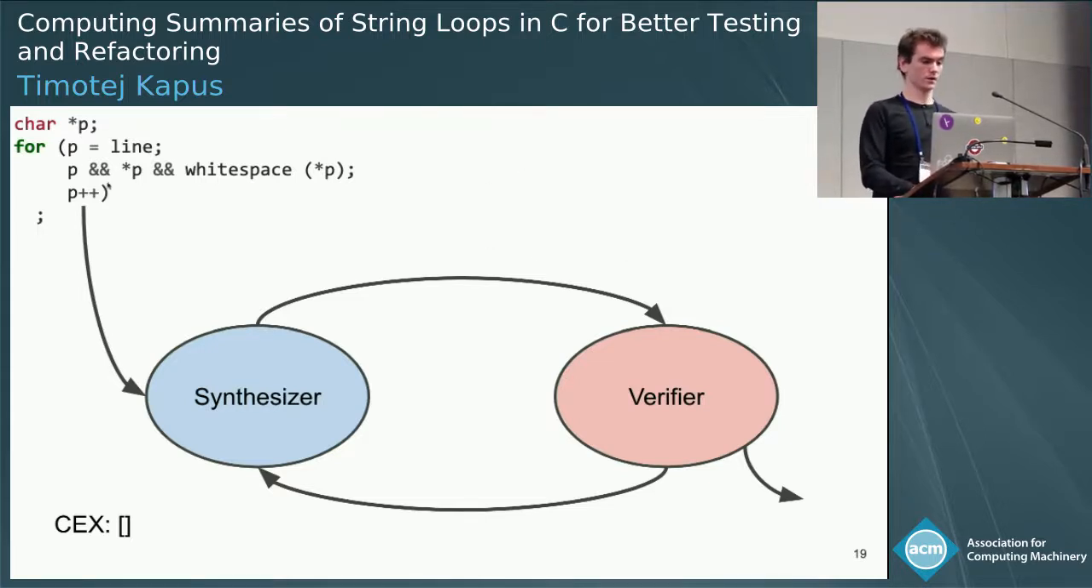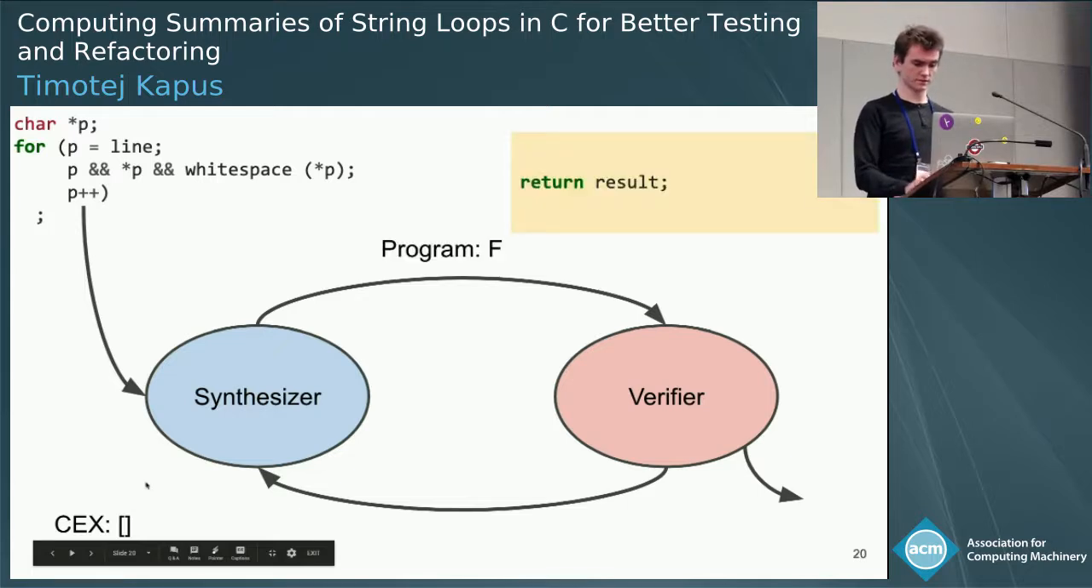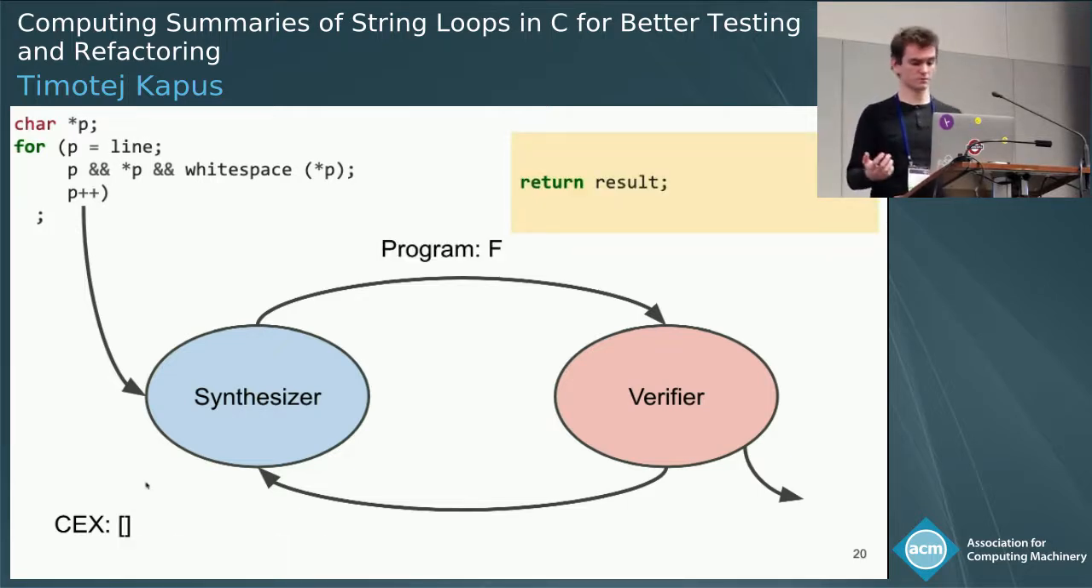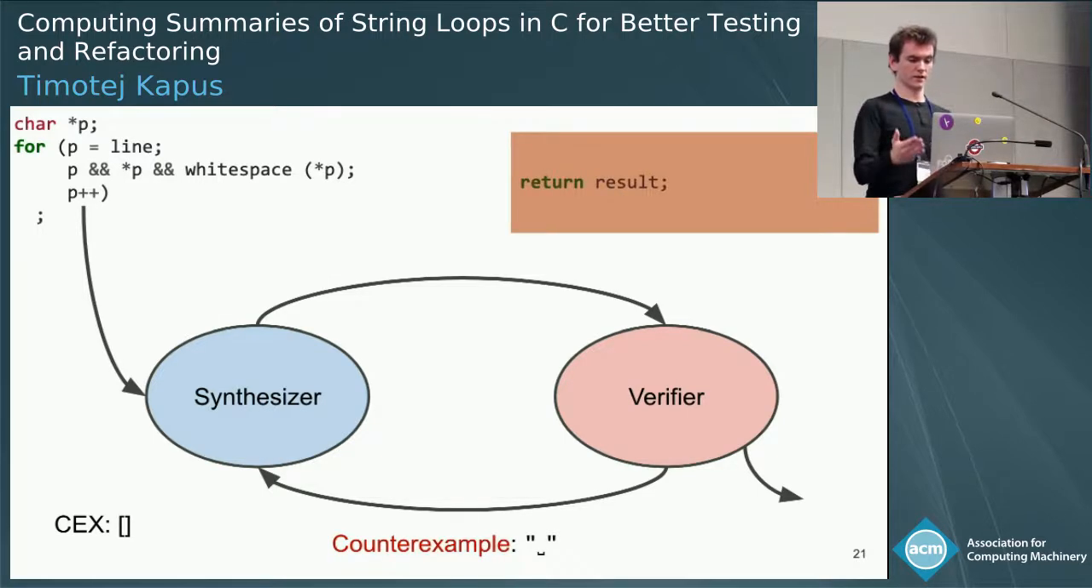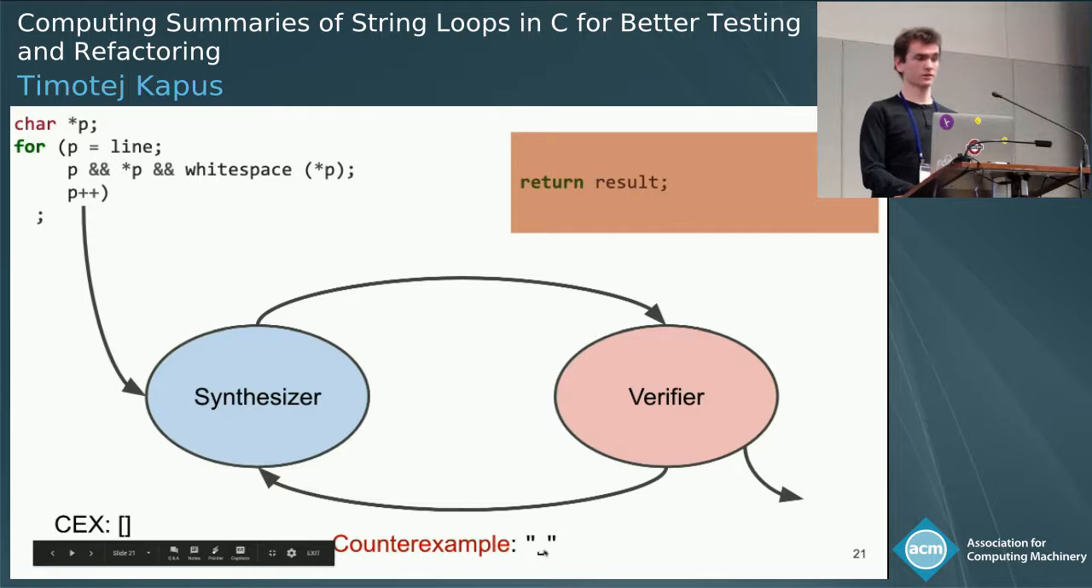So we have our loop. We give it to the synthesizer, which has a set of counterexamples, initially empty. And then the synthesizer comes up with a program that fits all counterexamples. At this point, there are none, so it's basically random. And here I chose that it just generated program F, which is equivalent to just returning results. Basically, it's an identity function. The verifier then goes along and tries to prove that this is equivalent to this up to length 3. It finds a counterexample, which is just space, which is a true counterexample, because our program just returns the 0th character, and the loop would skip over this space.